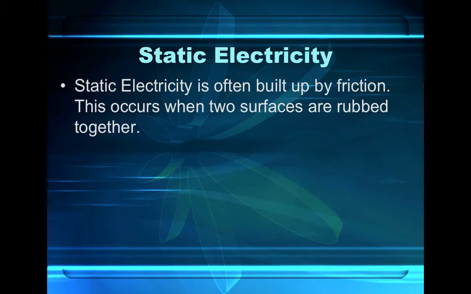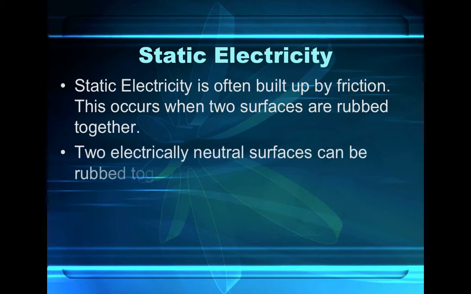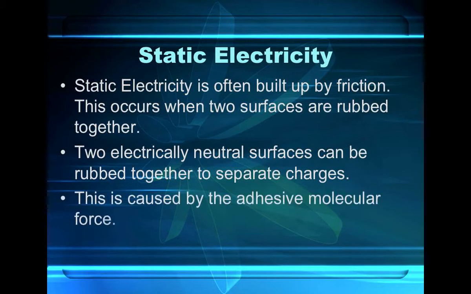Okay, so two electrically neutral objects, guys, can be rubbed together to generate charge. If I'm generating charge, I know that one of the objects is going to become positive, the other one's going to become negative. Okay? And that separation of charge is going to be caused by something called the adhesive molecular force.